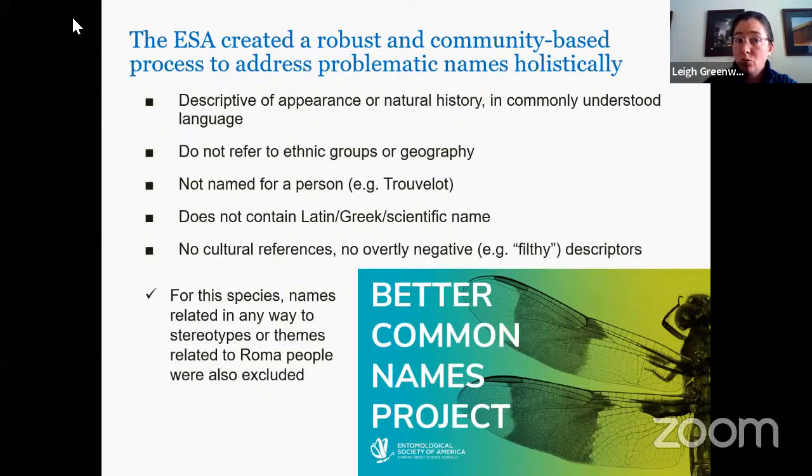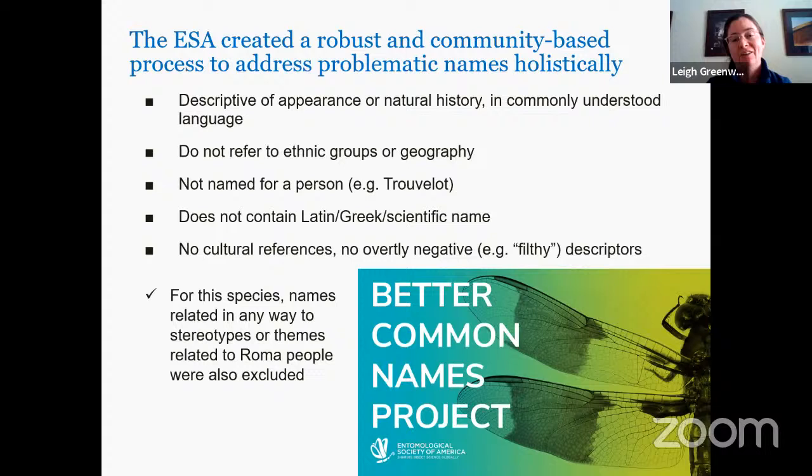And they already had existing rules for how one would create an insect name. And those first couple bullet points on the chart here are some of the pre-existing realities of how the ESA actually creates names for insects when necessary. So they would like the name to be descriptive of the appearance or natural history characteristics in a commonly understood word that people can really use. They are not supposed to refer to an ethnic group or a geography. They are not supposed to be named for a specific person. So for instance, Etienne Trouvelot, who's the person who introduced the Lymantria dispar population into North America, would not be an appropriate choice for the name of the insect.